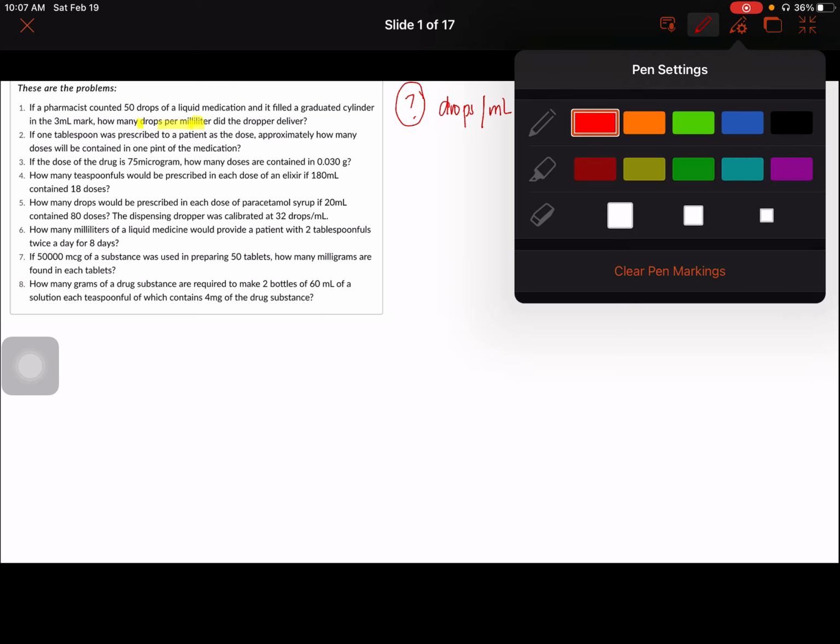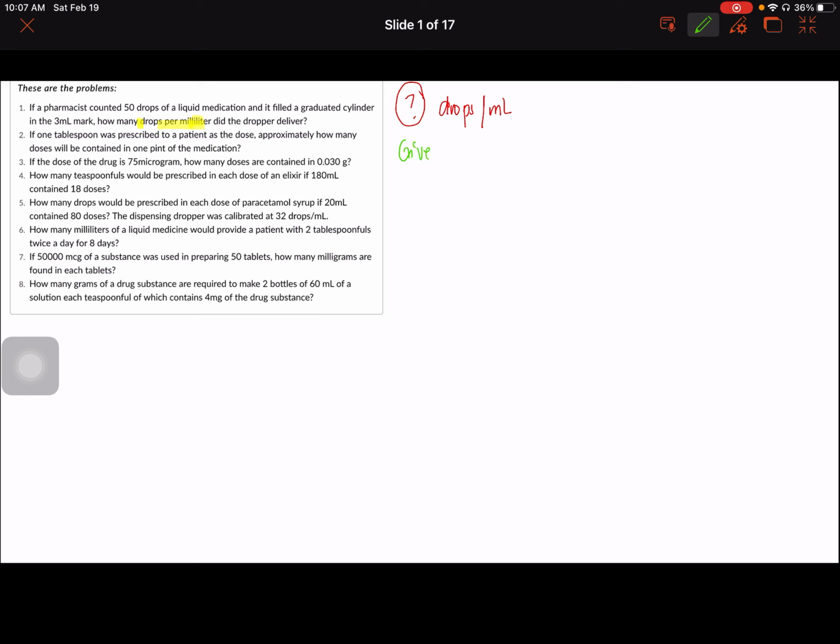Next thing to identify is, what are the givens? From the givens, we have 50 drops of a liquid medication that was able to fill the 3 ml mark in the graduated cylinder. So what we have to do is simply get the drops per ml. Drops per ml equals 50 drops per 3 ml.